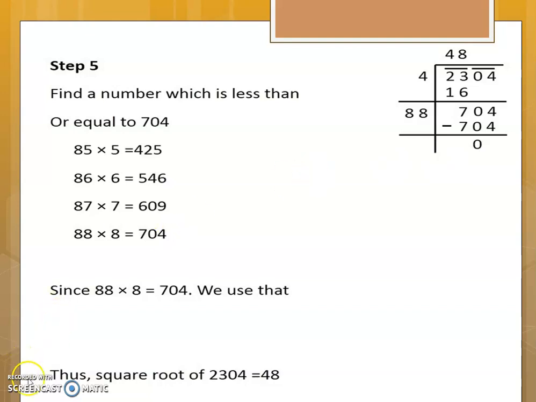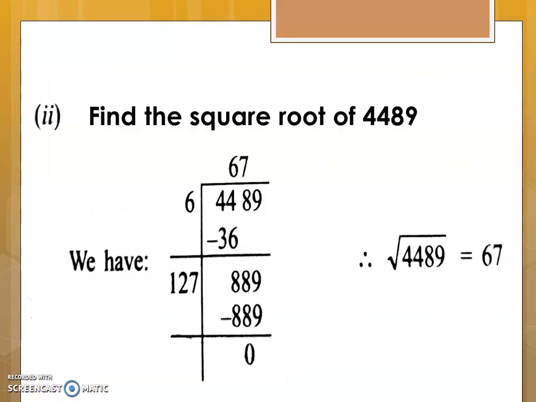So these were the steps of the long division method. So here you have to find the square root of 4489. Again, first divide it into groups. That is 89 will be one group and 44 will be another group. So first step is to check what is the nearest perfect square of 44.